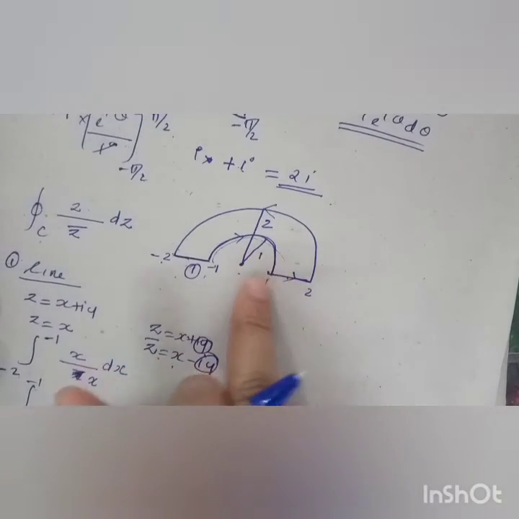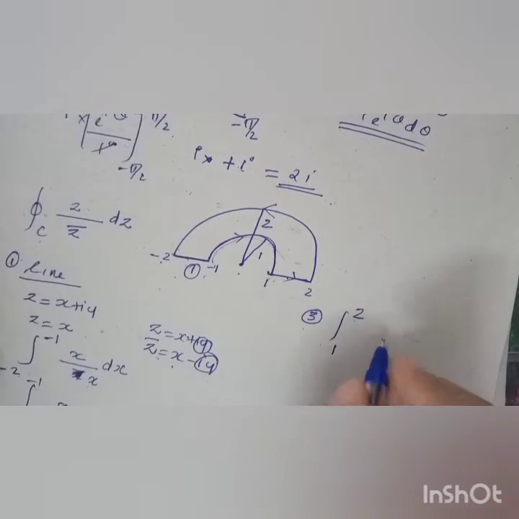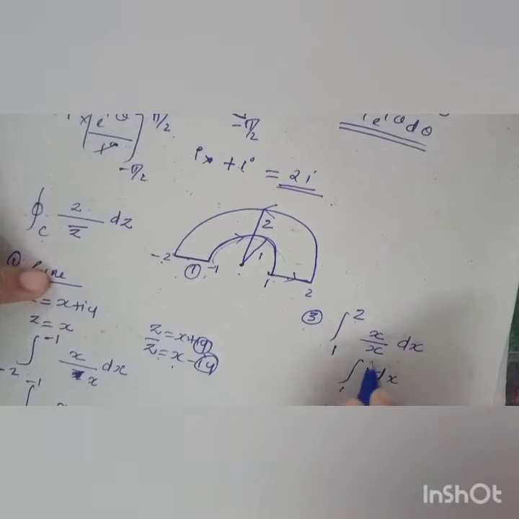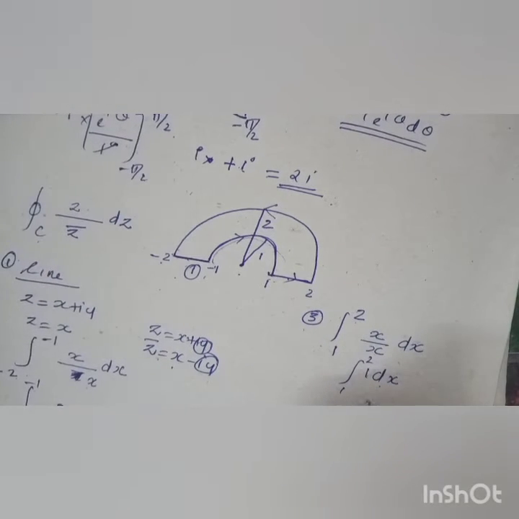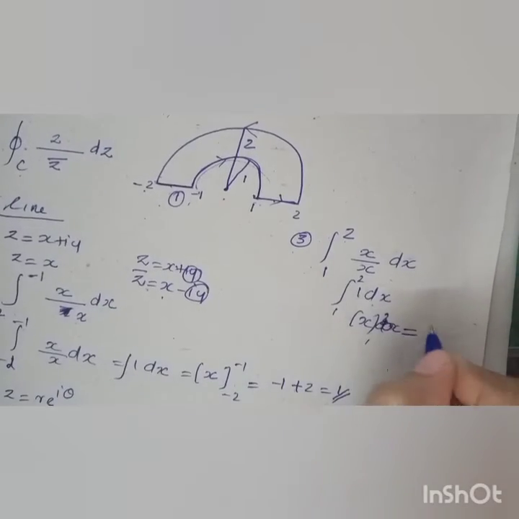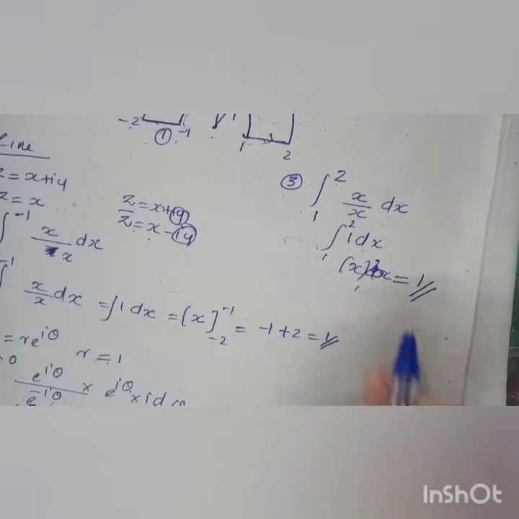Okay, next we can see in this figure that there is a line. The line is from 1 to 2, so 1 to 2 along the x-axis. So z divided by z bar is always x divided by x dx, and that is 1 dx. So the integral from 1 to 2 is x from 1 to 2, and after integration we get 1. So after the third section, we get 1.